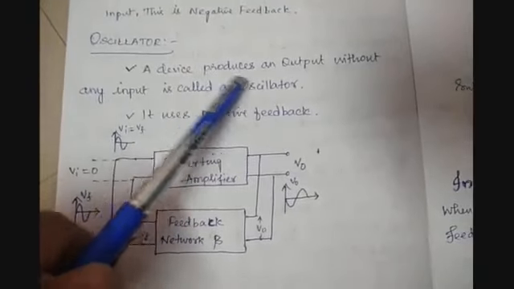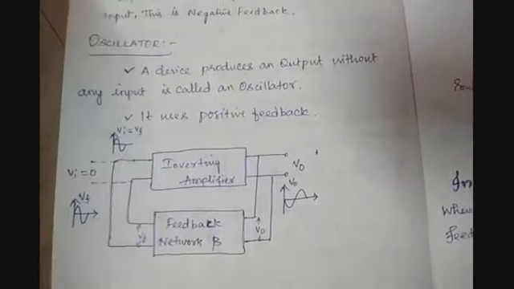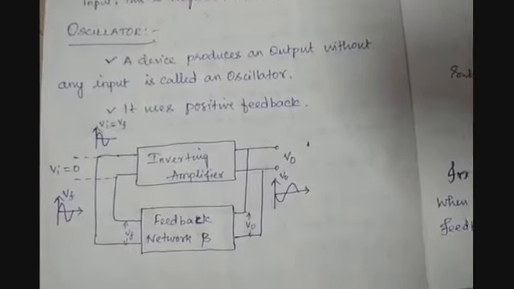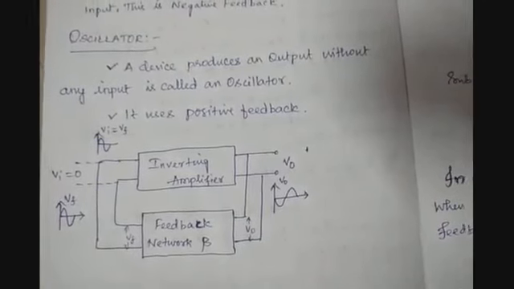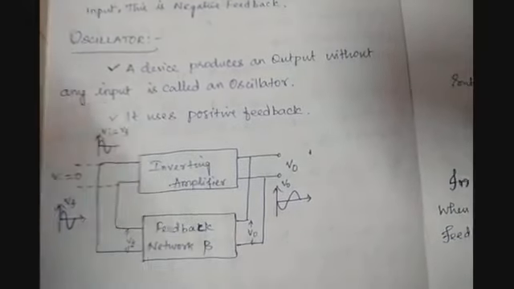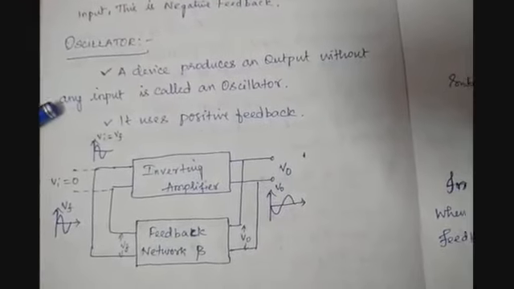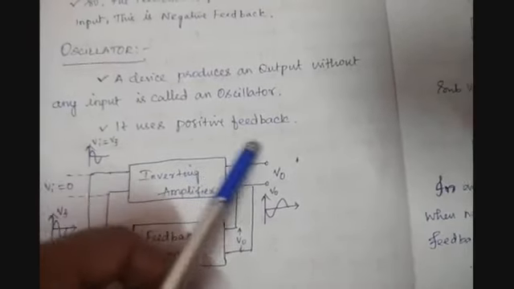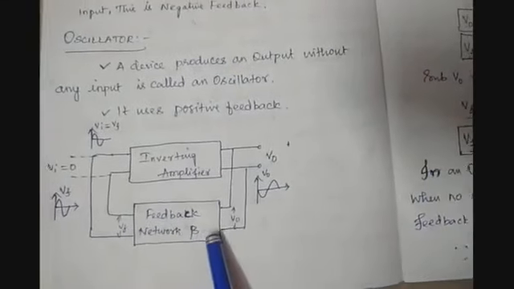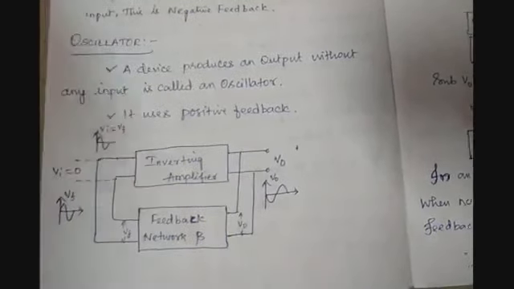So it is a device that produces an output without any input, that is called an oscillator. So oscillator means, like in laboratory we have seen a function generator or a signal generator, that is an oscillator. So it generates the oscillations without any input. So it uses positive feedback. So this is a diagram which explains about the working of oscillator.